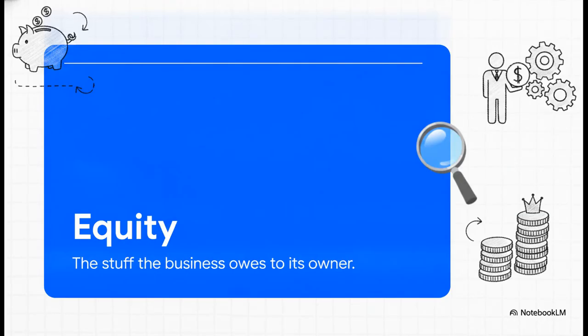But wait, what if the business is funded internally? Like, what if it owes money back to the person who actually started it? Well, that brings us to equity. This represents internal debt. Now, it might sound a bit counterintuitive to think of your own investment as a debt, but remember, in accounting, the business is a completely separate entity from you. Because of that, any value the business holds that isn't claimed by outside third parties is technically owed back to you, the owner, or your stockholders.